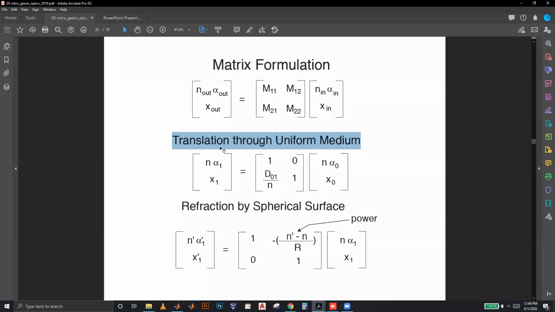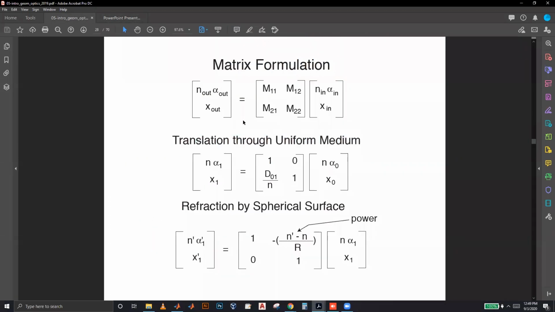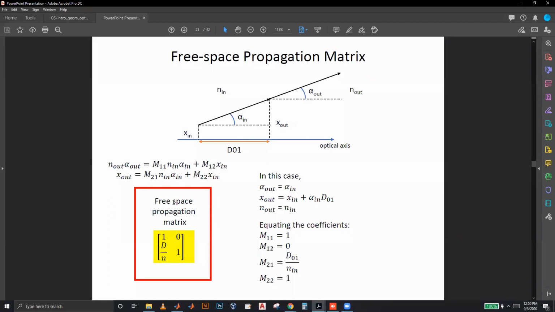And this is what is given over here, translation through uniform medium. So this is your free space propagation matrix. And you see this is the input side, output side. And the system matrix is 1, 0, D01 over N, and 1. So 1, 0, D over N, and 1. This is just the general form. I've written the general form, and this is how it's derived. So I basically worked out this part of slide 28. This is how the derivation of the free space propagation matrix is done.